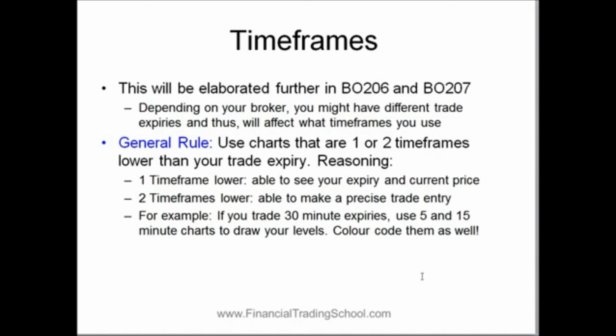The reasoning is that if you trade 1 time frame lower, you're able to see your expiry and the current price, so that you know how much room you have to move between where you are now and where you want to expire. And then 2 time frames lower enables you to make precise trade entries so that you know exactly where you are. So you want to get the wick of some support resistance level or something like that. For example, if you're trading 30-minute expiries, you would use the 5-minute and 15-minute charts to draw your levels, and then you would color code them accordingly.